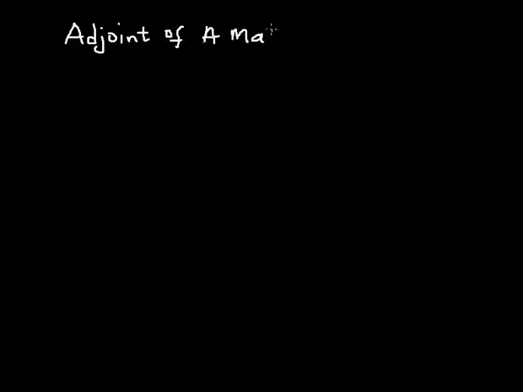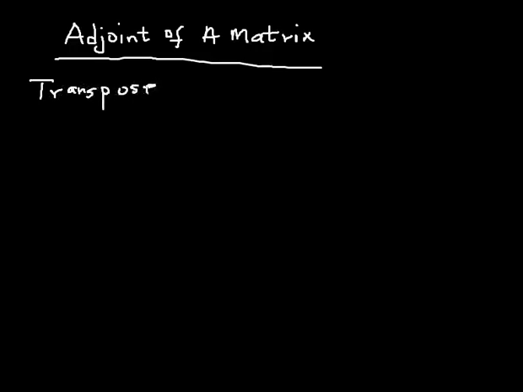Another thing we also need to evaluate on a matrix is known as the adjoint of a matrix. So how do we evaluate the adjoint of a matrix, or what is the adjoint of a matrix? Now it's simple. The adjoint of a matrix is simply the transpose of the matrix cofactor.